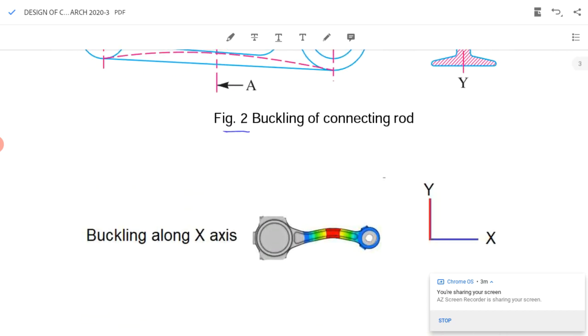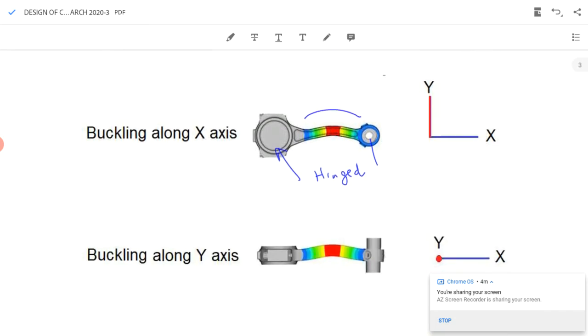So this is the case in which the buckling will occur in the front view. It will have a buckling in this direction, buckling about the x-axis. Here both ends can be considered as pin ends or hinged ends. However, it can also buckle in the vertical direction, which we can see in the top view. Here I will show you the top view.